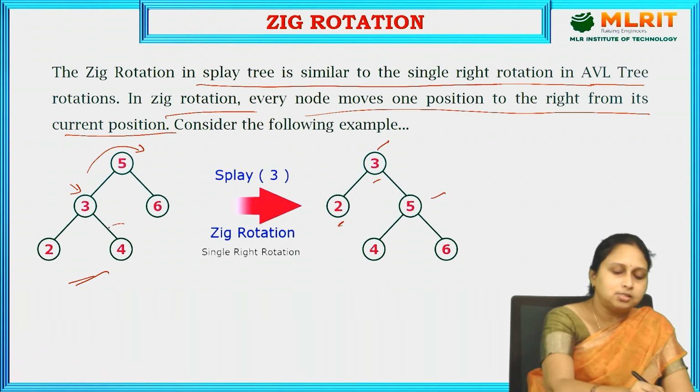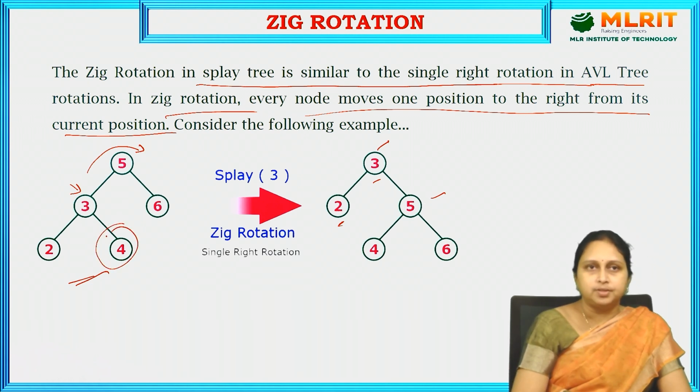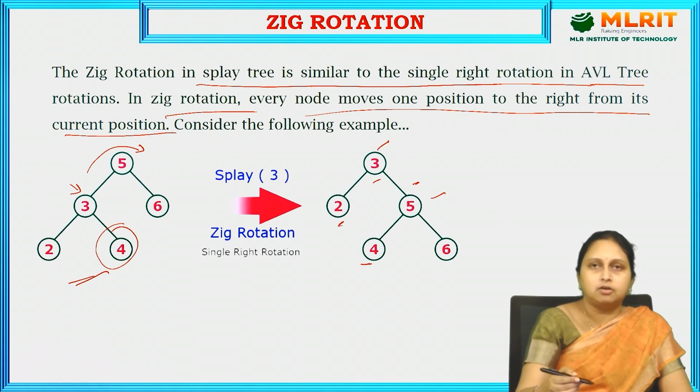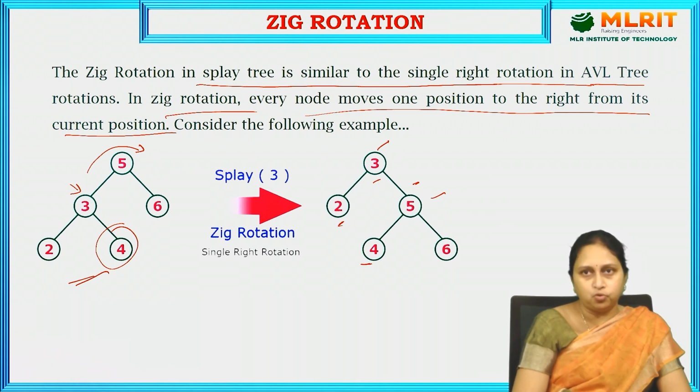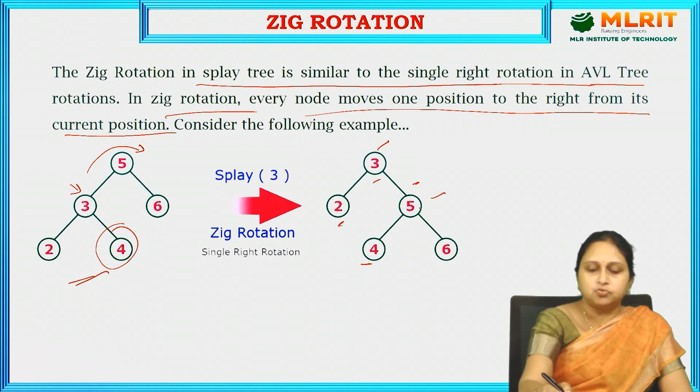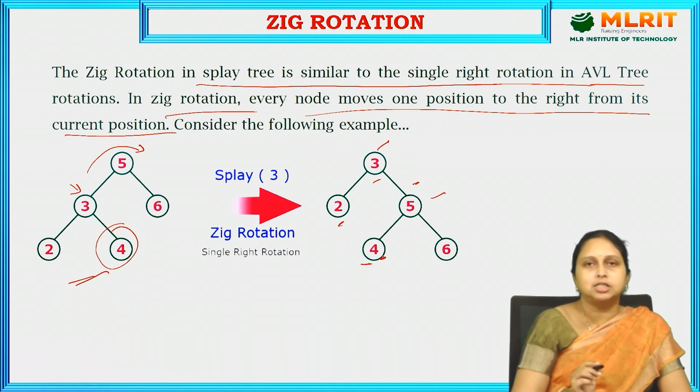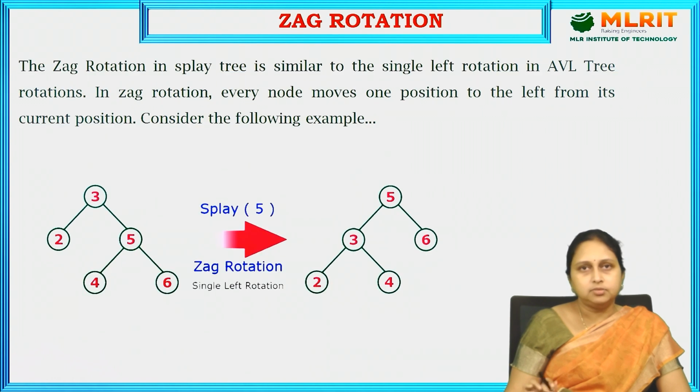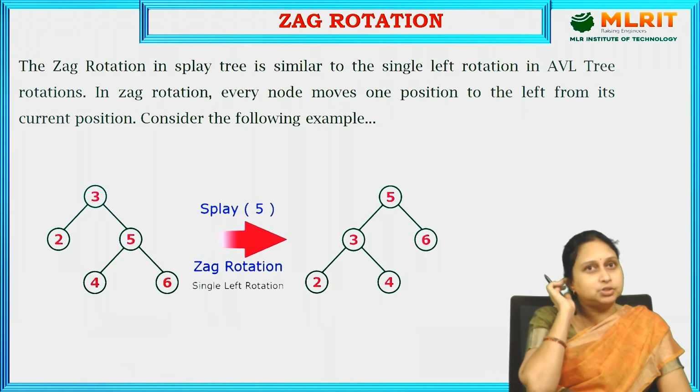And when you look at this part, 4 is the right of 3, but I don't have the place to place 4 as a right child for 3. But what happens here? I need to check where is the correct position to place my 4. This is 5, right? 4 is lesser than 5, so I need to place it as the left child. This is zig rotation.